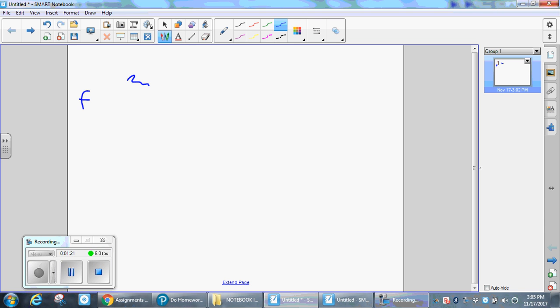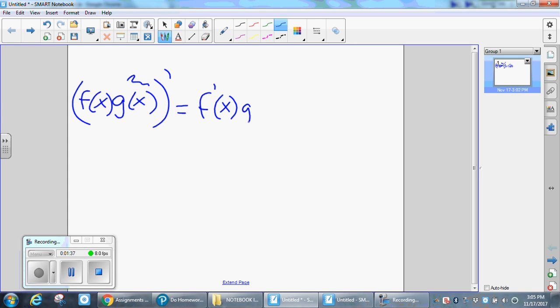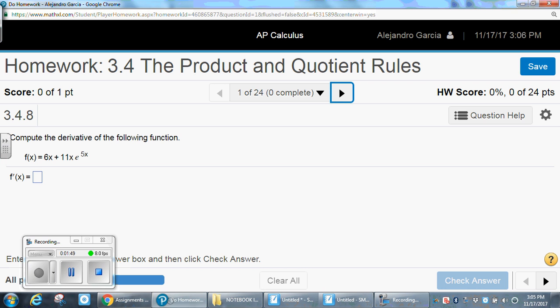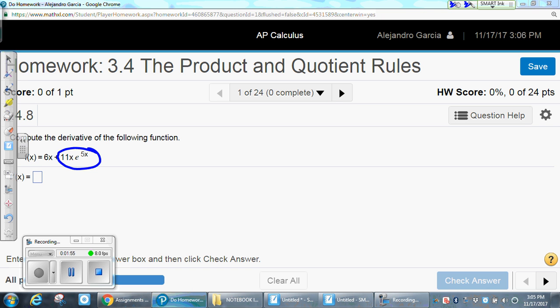So the formula we have is you have the function f times the function g, and then you try to get the derivative of that. You're going to have the derivative of f times the original function of g, and then you're going to add the original function of f times the derivative of g. So we're going to be using that formula for the second part of the problem, which is this one right here.